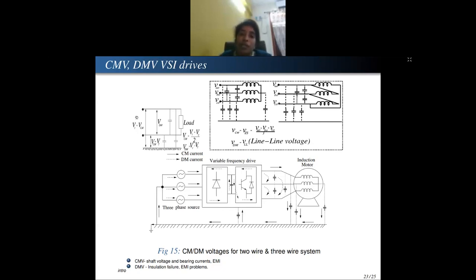This is for a two-wire system. If you take it for a three-wire system, the same thing you have to extend here. Each wire will be connected by capacitances to the ground, and between the wires also you will have some capacitances. The current flowing between the lines is called the differential mode noise. The unwanted currents through the ground are called the common mode noise.